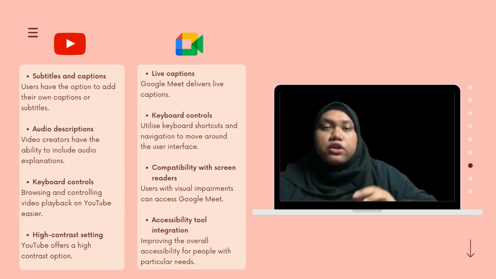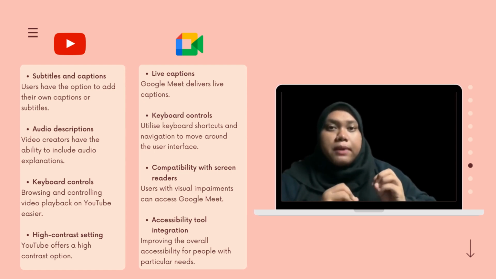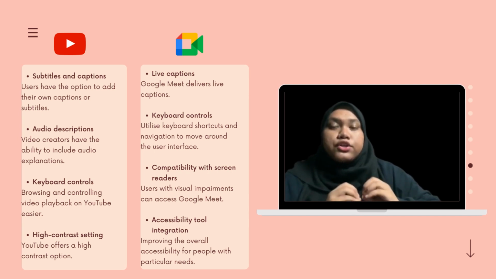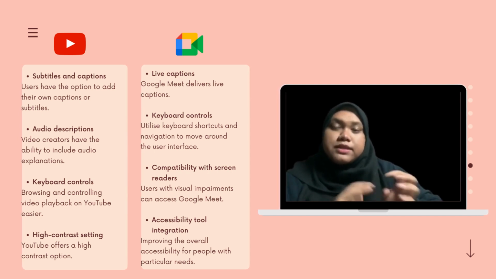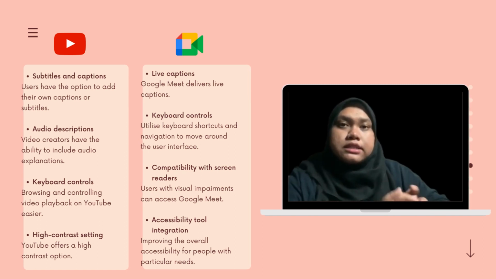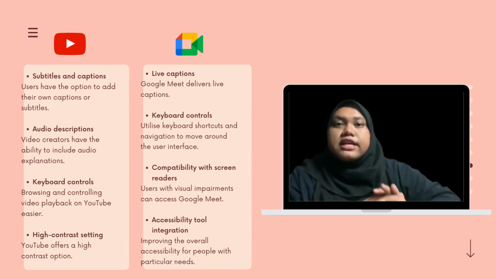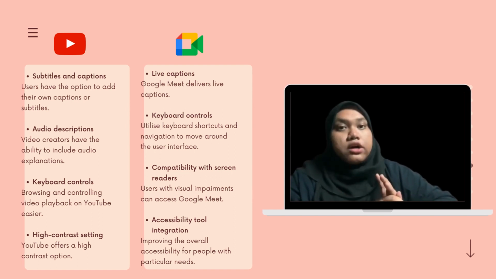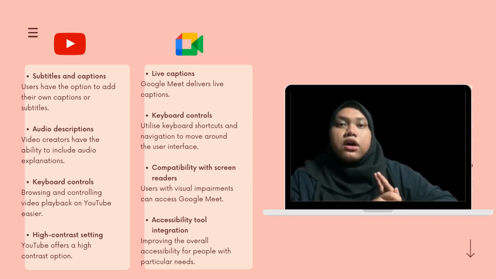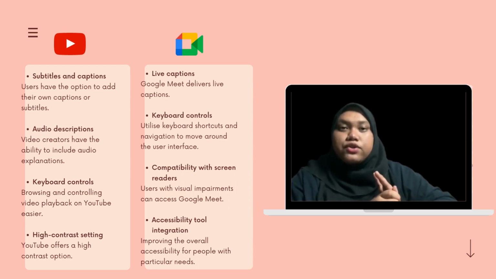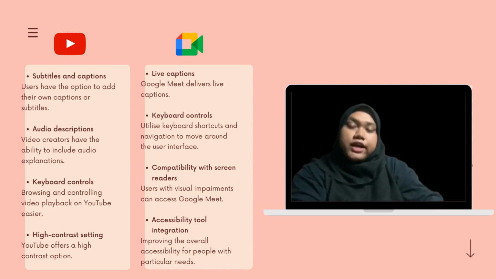Number three is keyboard control. Keyboard control is to make browsing and controlling video playback on YouTube easier, so YouTube keyboard navigation is supported. And number four is high contrast setting. In order to improve visibility or readability for viewers with limited vision or color blindness, YouTube offers a high contrast option.